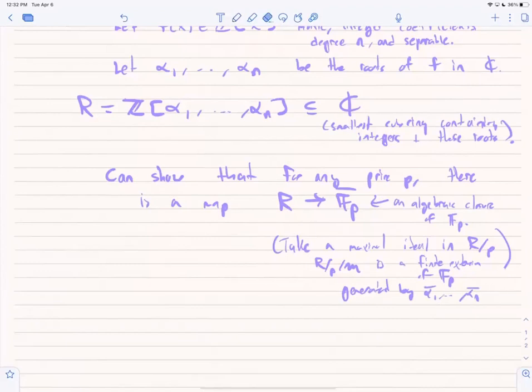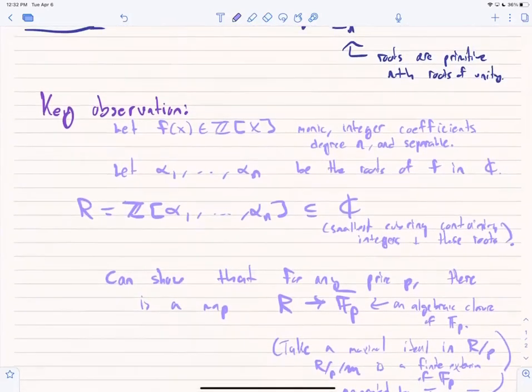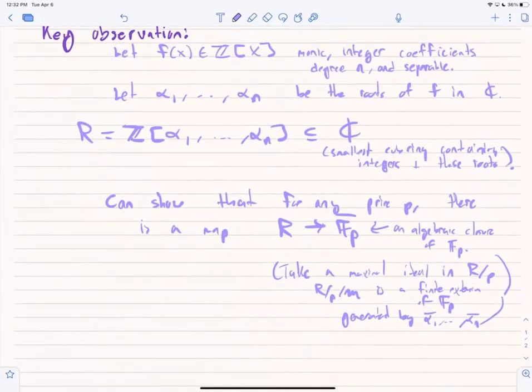So anyway, just alpha 1 bar through alpha n bar for the images of these in R mod P. Then you mod out by a maximal ideal. Maybe I better just write alpha 1 through alpha n, because I'm going to use alpha 1 through alpha n bar for something else.